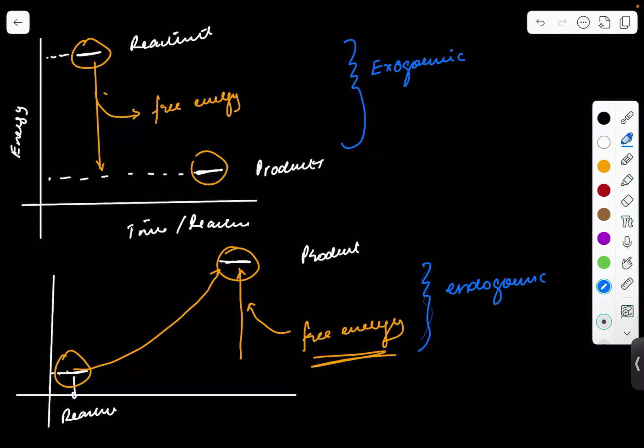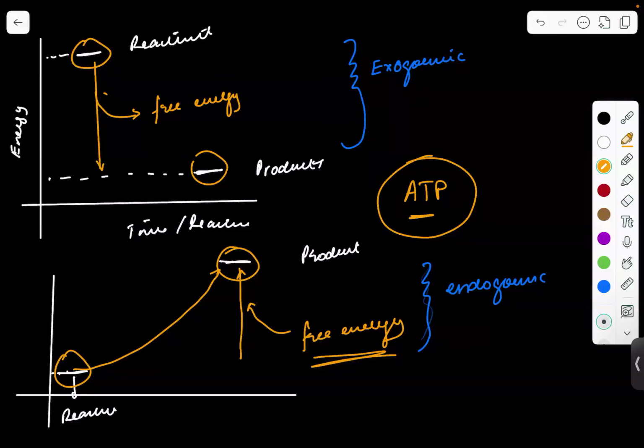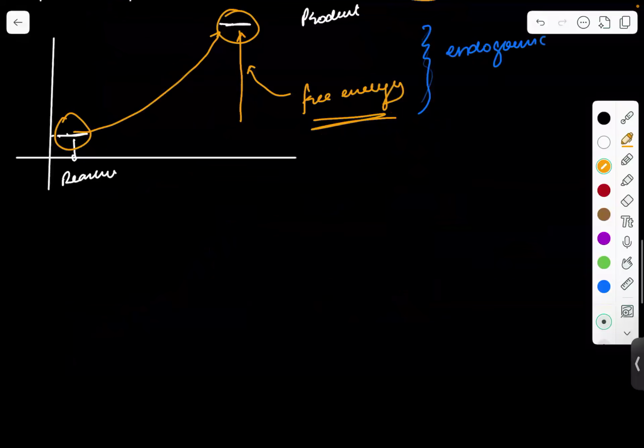And all these things, the release of free energy, the absorption of free energy, this is all communicated through ATP. And this will make sense to you in a second. But first, we need to understand something else. We need to understand something very, very important.